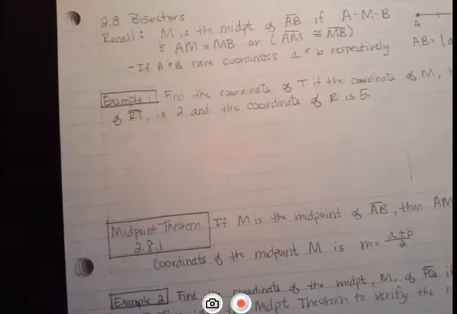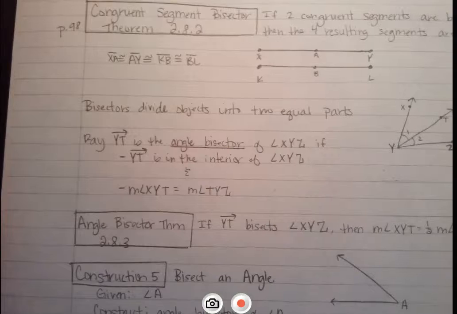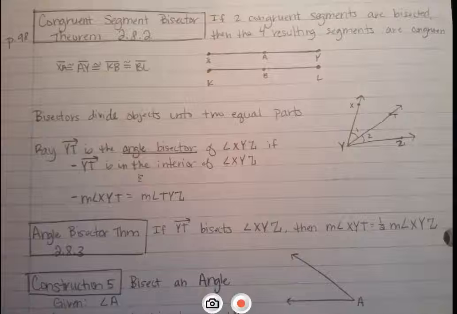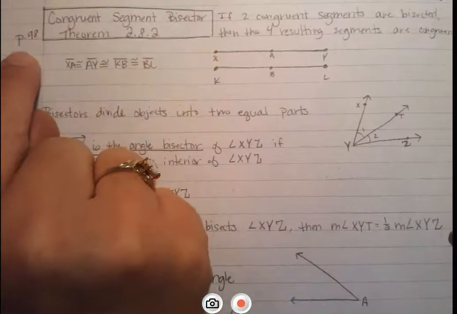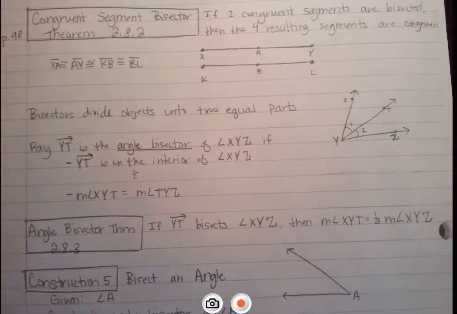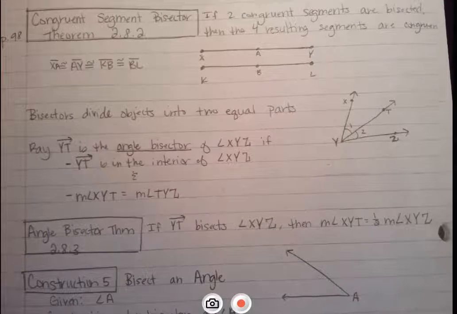Okay, so the congruent segment bisector is here. In page 98, it says right there is the proof. I did not copy the proof down. If you want to look at it, it might be helpful for some of you. It's there on page 98.